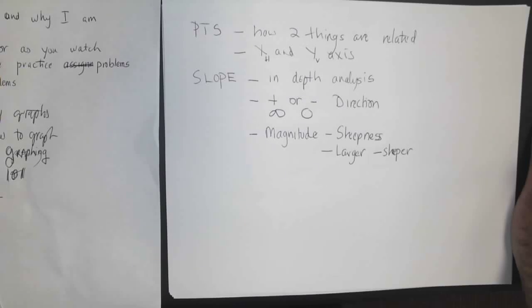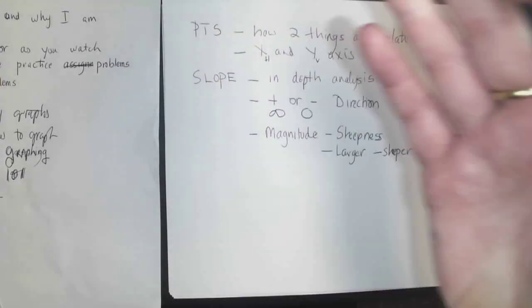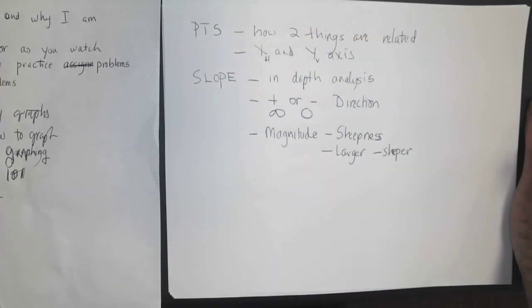So, in this video, we're going to be figuring out something called slope. But before we do that, I need to remind you guys what points are, not PTS. I just didn't feel like writing points. Points, remember, show us how two things are related. How do we show if they're related?